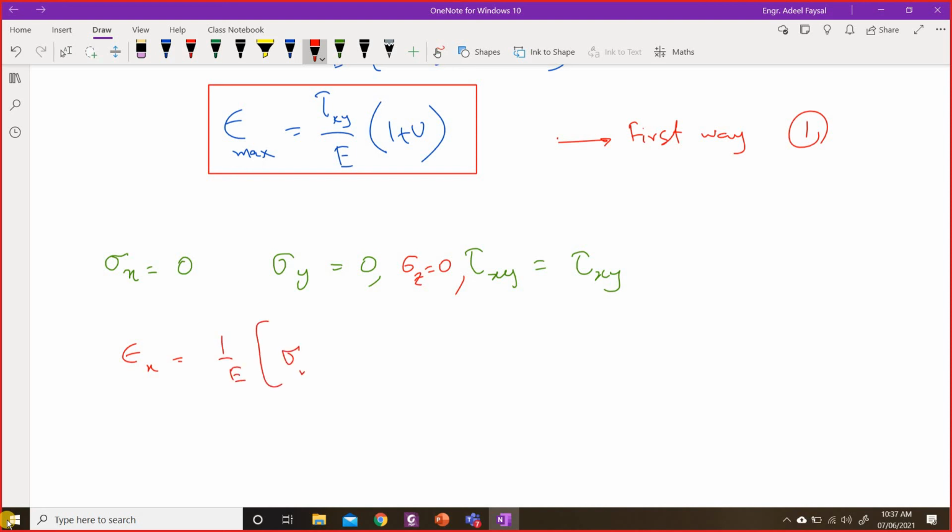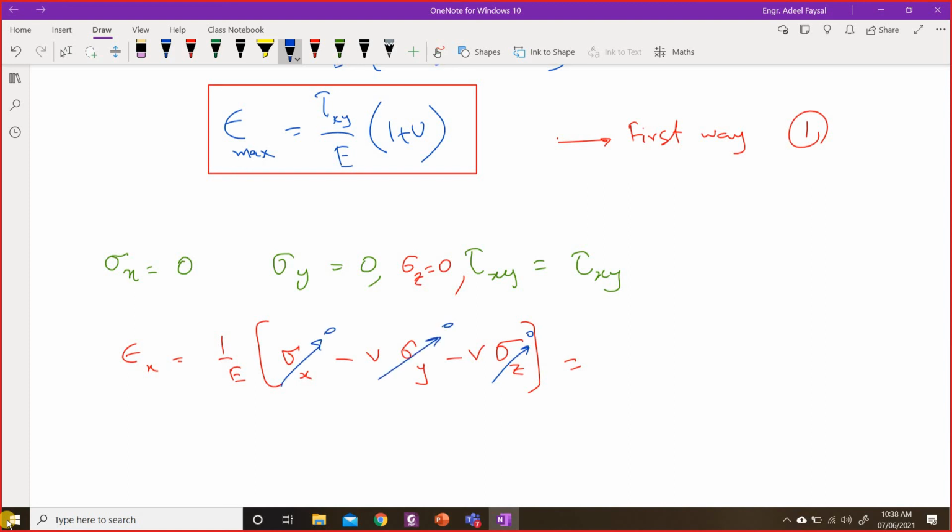It says this equation, sigma x minus nu times sigma y minus nu times sigma z. So in this particular case, all these are equal to 0.